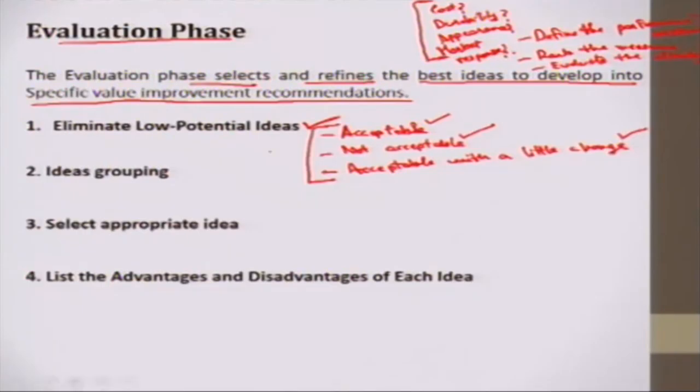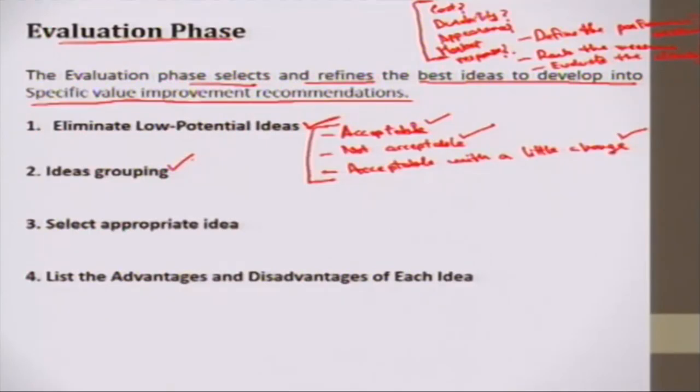So, these ideas acceptable appears to be feasible and have a relatively high probability of success. So, the low potential ideas are which are not acceptable. So, that is the ideas will have little or no potential at this time. So, this acceptable with a little change, that is kind of a maybe this be selected or maybe not. These ideas have potential, but they appear to need additional refinement or work before they can become the final proposals. So, then ideas are grouped together.